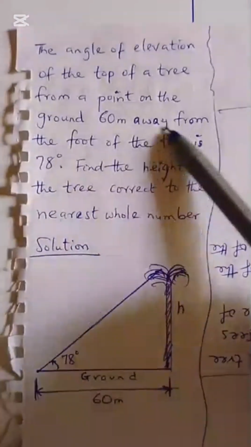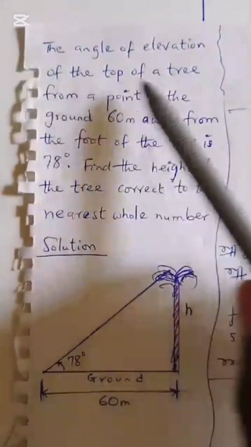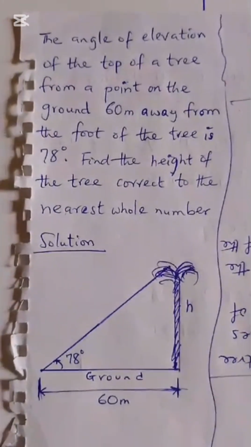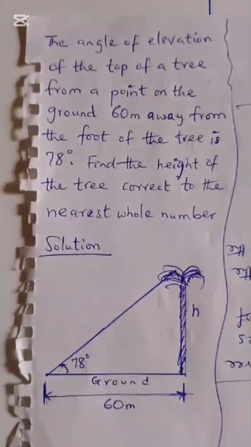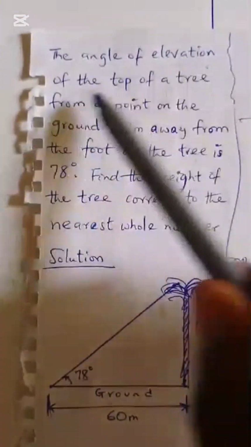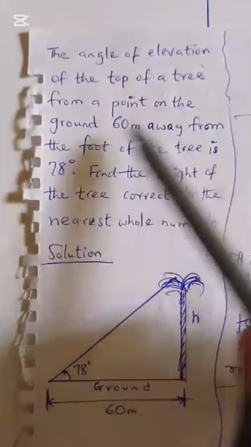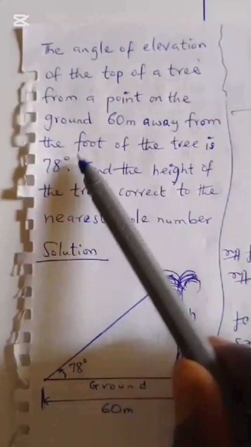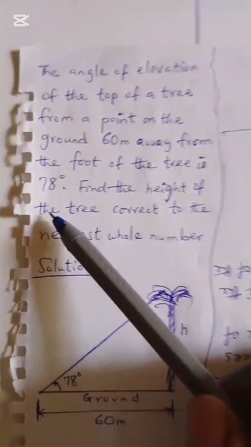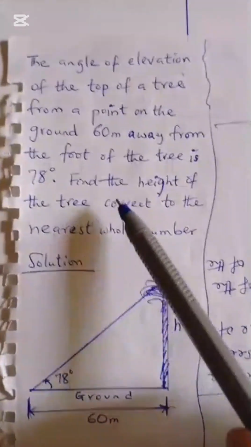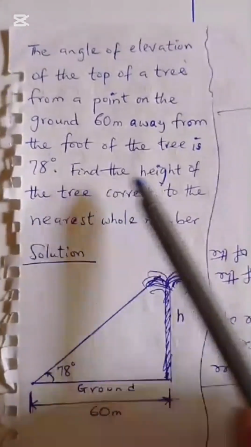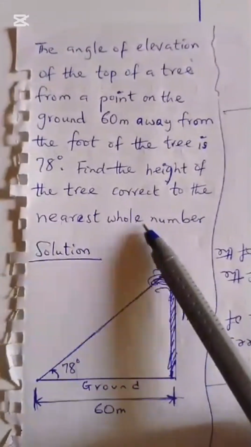Alright, look at this question. The angle of elevation of the top of a tree from a point on the ground 60 meters away from the foot of the tree is 78 degrees. I repeat, the angle of elevation of the top of a tree from a point on the ground 60 meters away from the foot of the tree is 78 degrees. Wow, that's a compound sentence. Alright. Find the height of the tree correct to the nearest whole number.